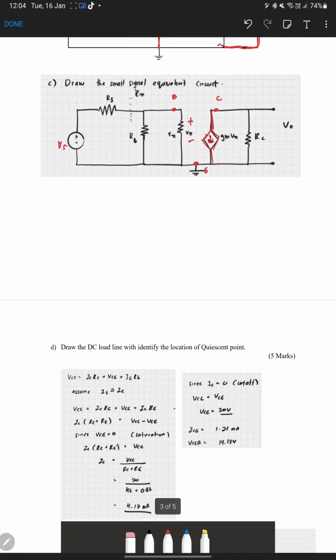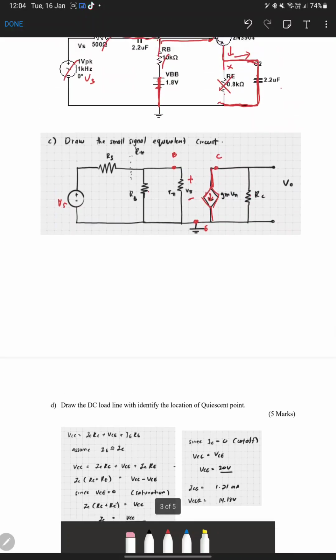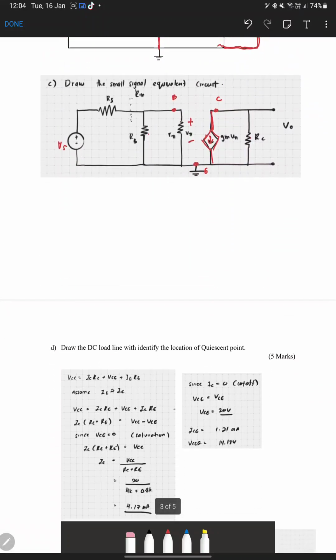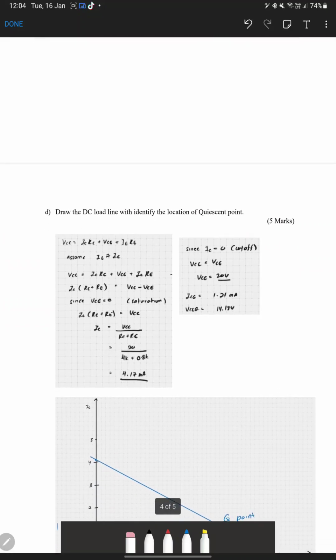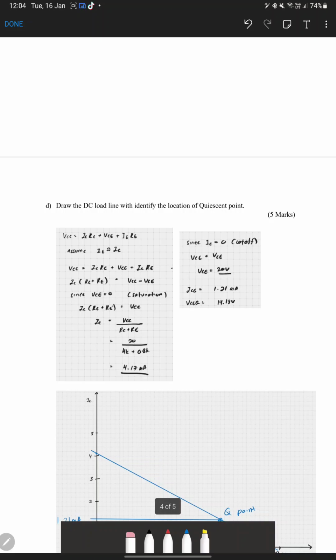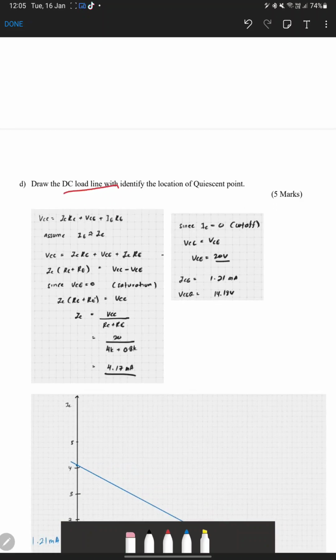Alright, for the next question, the question asks us to draw the DC load line. So what does the DC load line need? We should have the values of IC saturation, VCE cut off, and also ICQ.